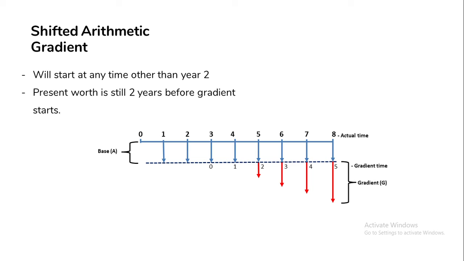For example, for a period of 8, the gradient started adding at the 5th year in actual time. As was said, the present worth is still 2 years before the gradient starts. So our present worth is at period 1 to, so this will be our present worth in this period. This is the present worth.